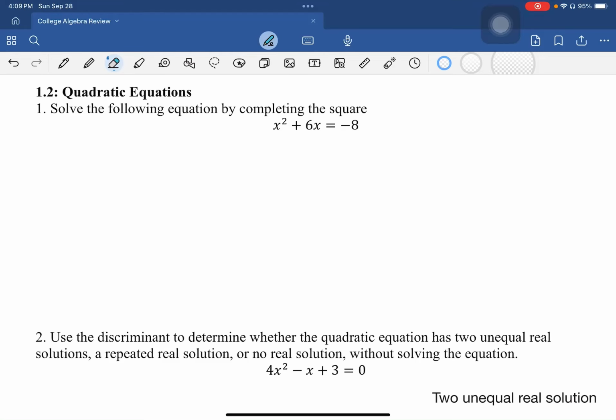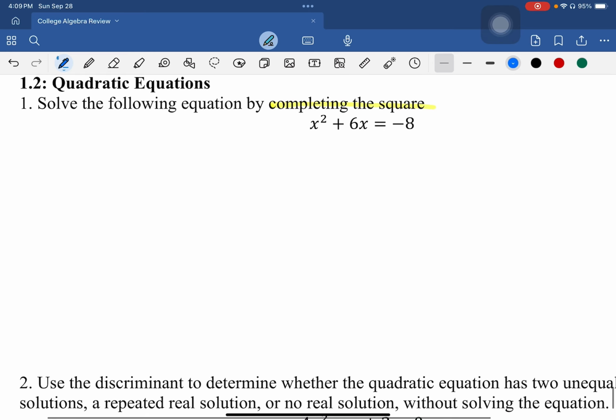First question is, solve the equation x squared plus 6x equals negative 8 by completing the square. When solving by completing the square, the idea is to add a special number to both sides, so that the left-hand side becomes a perfect square trinomial. The rule is, we add (b over 2) squared, where b is the coefficient of x. In other words, we add the square of 1/2 of the coefficient of x.